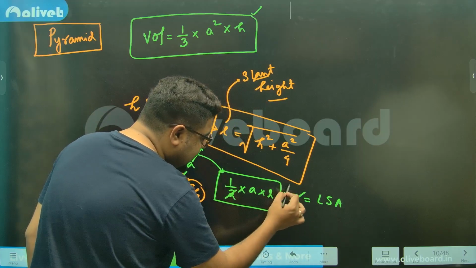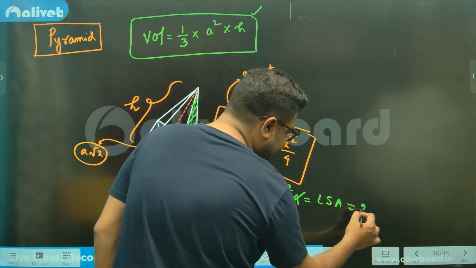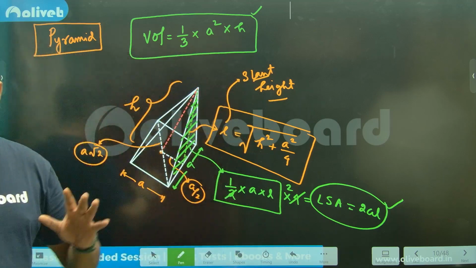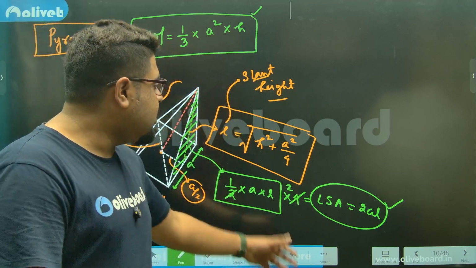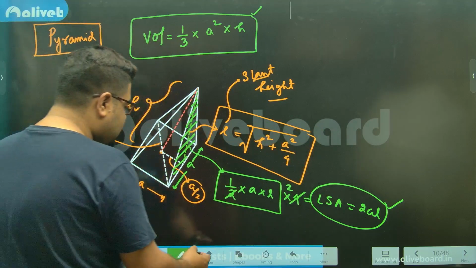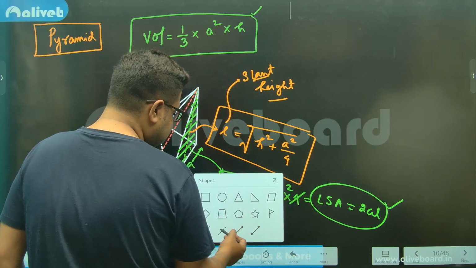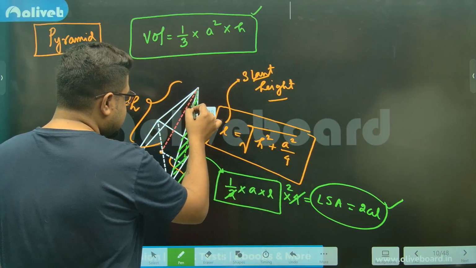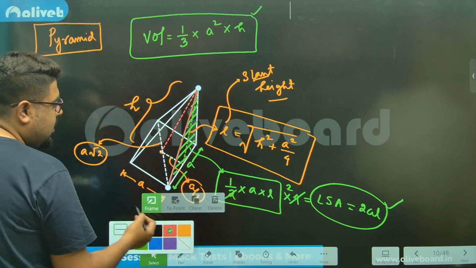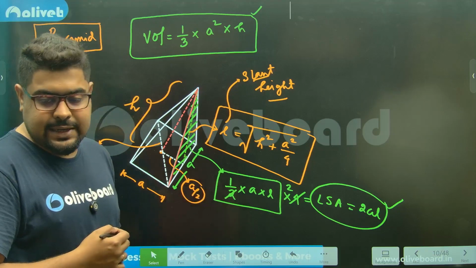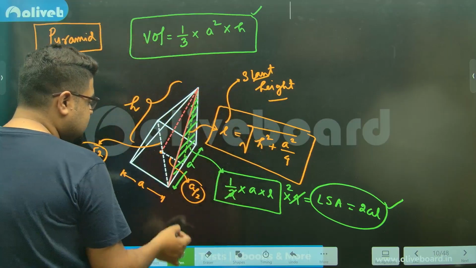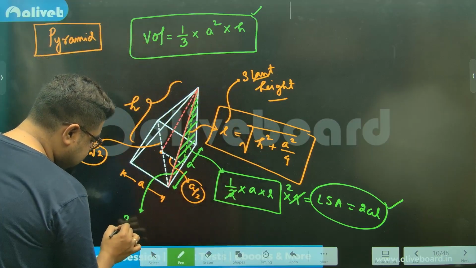So this becomes 2AL for a square pyramid, or pyramid having square base. Again, don't remember formulas. Try to understand how I'm thinking. Now there is one more thing that is very important. This particular thing is called slant height. Sorry, slant edge. I'm saying slant height too much. So this is called slant edge.